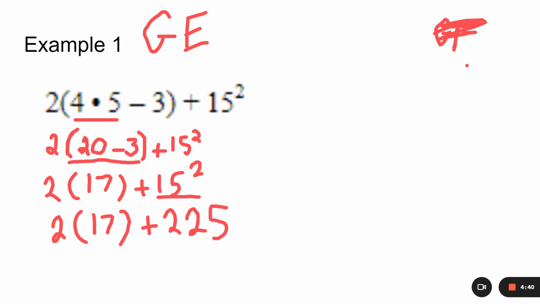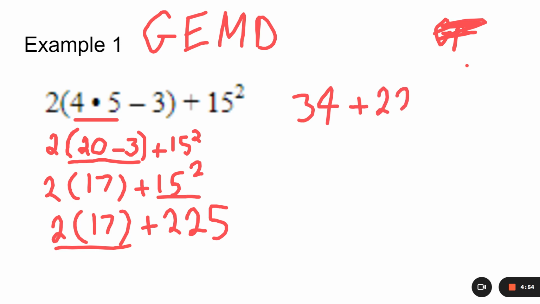I don't have any more groupings. I don't have any exponents or square roots. Do I have any multiplication and division? Yes, I have it right here. So 2 times 17, I believe that's 34, but I'm going to use my calculator to check. So that gives me 34 plus 225. Do I have any adding or subtracting? Yes, right here.